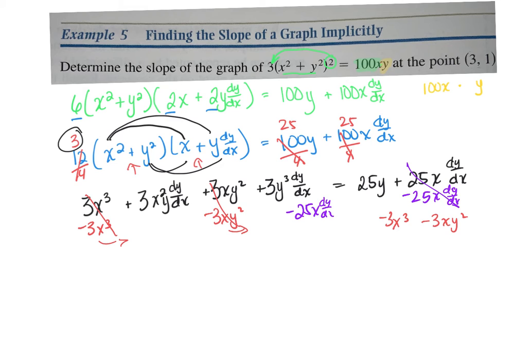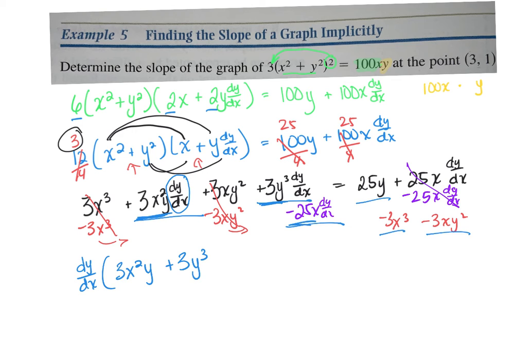And so then I would have left over here a 3x squared y with a dy dx, a 3y cubed with a dy dx, and a negative 25x with a dy dx. That's all on that side, right? On the right-hand side, I have a 25y, a negative 3x cubed, and a negative 3xy squared. Does everybody see that? And so on the left-hand side, I'm going to factor this dy dx out. And that will leave me with this 3x squared y, positive 3y cubed, and negative 25x.